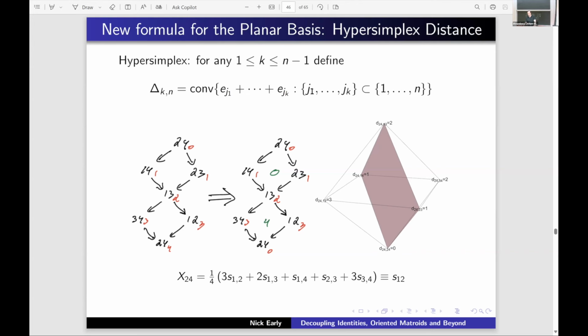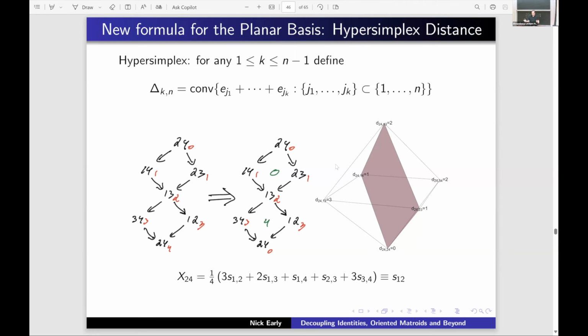So in the case n equals 4, Delta 1,4 is a tetrahedron. Delta 3,4 is another tetrahedron. And Delta 2,4 is an octahedron embedded in a hyperplane in R^4.